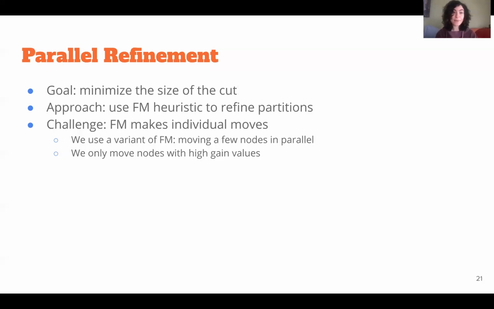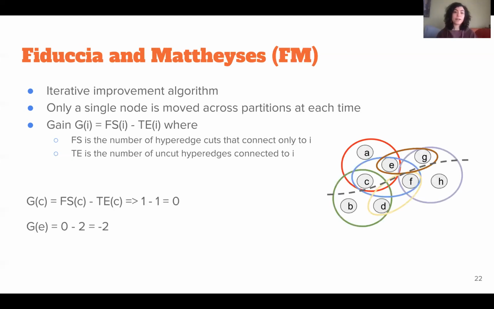The next phase is parallel refinement. The goal here is to minimize the size of the cut. The approach we take is to use an FM heuristic to refine the partitions. The challenge is that the FM algorithm makes individual moves, so we have to use a variant of FM in order to move a few nodes in parallel. And we only move nodes that have high gain values. So let's start with the FM algorithm and see how that works.